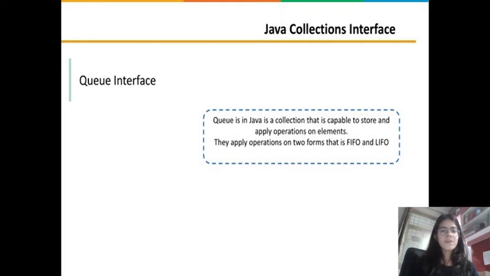Then we have queue interface. So queue in Java is a collection that is capable of storing and applying operations on elements. They apply operations in two forms, that is FIFO and LIFO. So it can be defined as an ordered list. There are various classes which implement the queue interface, like priority queue, DQ, and array DQ.